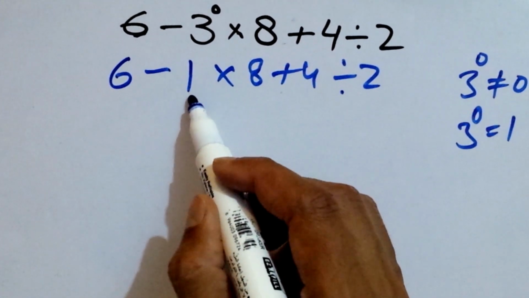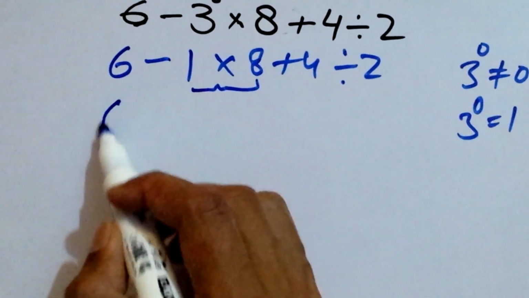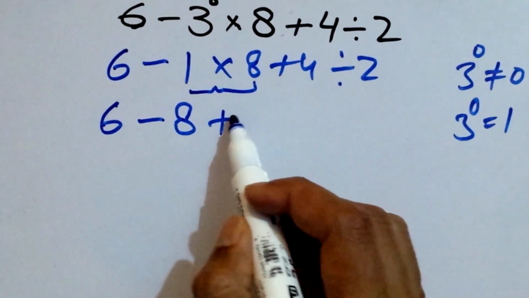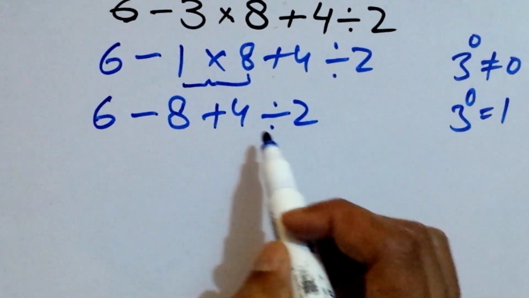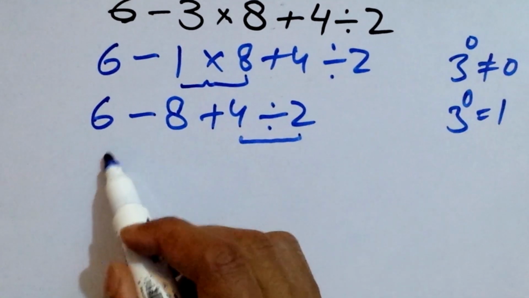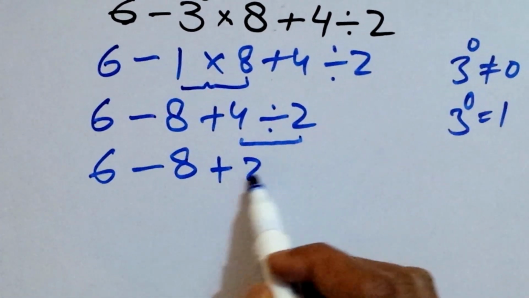Now multiplication must be done before addition and subtraction, from left to right. So 6 minus 1 times 8 equals 8, and plus 4 divided by 2. Now division must be done before subtraction and addition. So 6 minus 8 plus 4 divided by 2 equals 2.